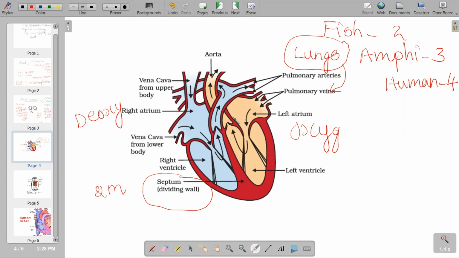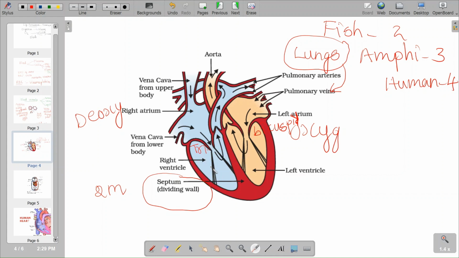Now when the atrium contracts, here we have tricuspid and bicuspid valves present. Here we have this valve, we call it the tricuspid valve. Here it is called the bicuspid valve, through which the blood can enter into the ventricle. So when the atrium contracts, the blood reaches the ventricles. Now when the ventricle is filled with the blood, the ventricles contract.